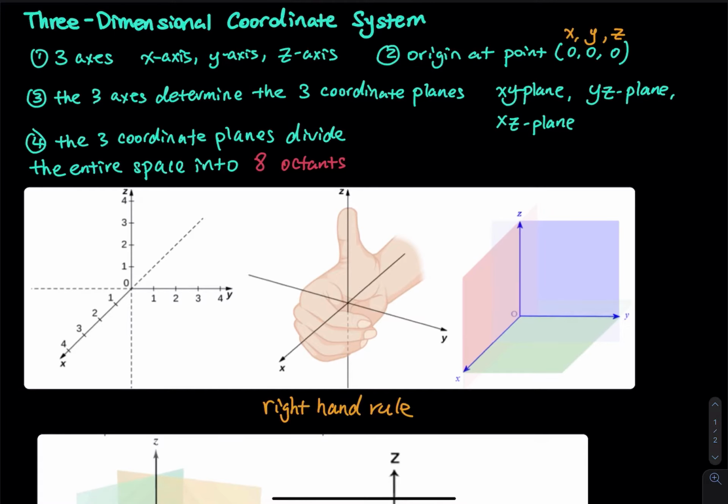Let's take a look at the three-dimensional coordinate system. Before we learn this, we usually deal with a two-dimensional coordinate system, right? Which is the XY plane. So we have a graphing paper, right? We have an x-axis and a y-axis, so that is two-dimensional.